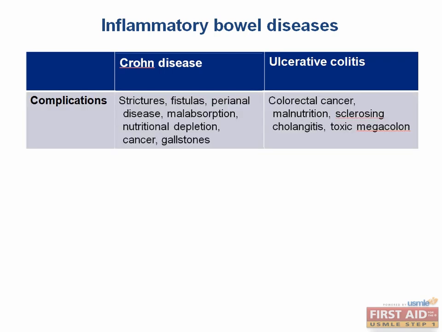The clinical features are also quite different between Crohn's and UC. In Crohn's, the major source of morbidity and mortality are strictures, fistulas, perianal disease, malabsorption, and nutritional depletion. Colorectal cancer also occurs at a higher rate than in the normal population, but cancer is an extremely high risk in UC. UC similarly has malnutrition, and a devastating complication is toxic megacolon.